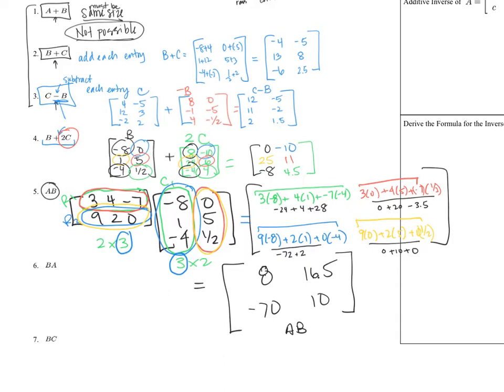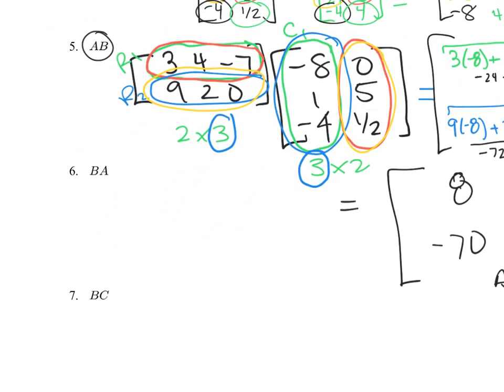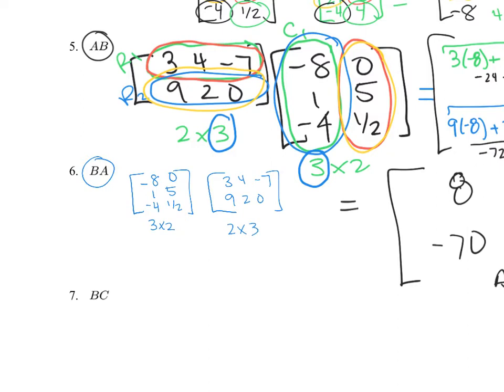Now let's look at B times A. So B times A would be -8, 0, 1, 5, -4, 1/2. So this is a 3 by 2 matrix times 3, 4, -7, 9, 2, 0, a 2 by 3 matrix. Now we can still do this multiplication. It's going to end up a little bit different from the last one.